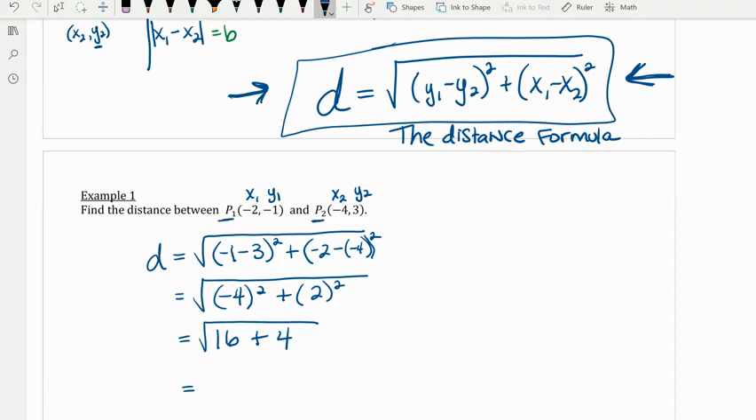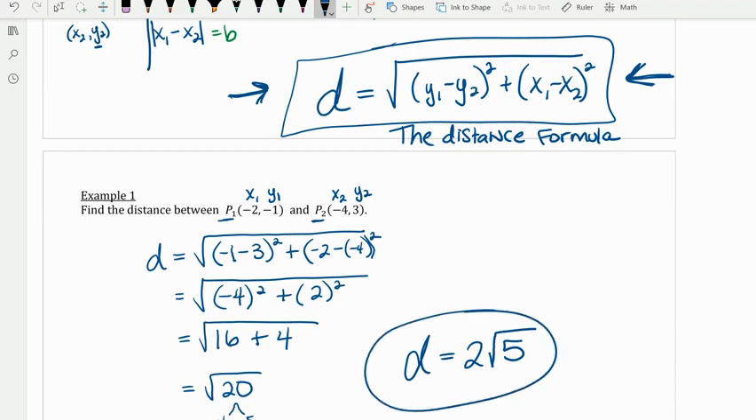So then we end up with radical 20. So our distance between those 2 points is radical 20. I want to simplify this if I can. I can pull out a 4 and a 5. That 4 is a perfect square with 2 and 2. So then that means that our distance would be equal to 2 radical 5. The distance between those 2 points is 2 times the square root of 5.